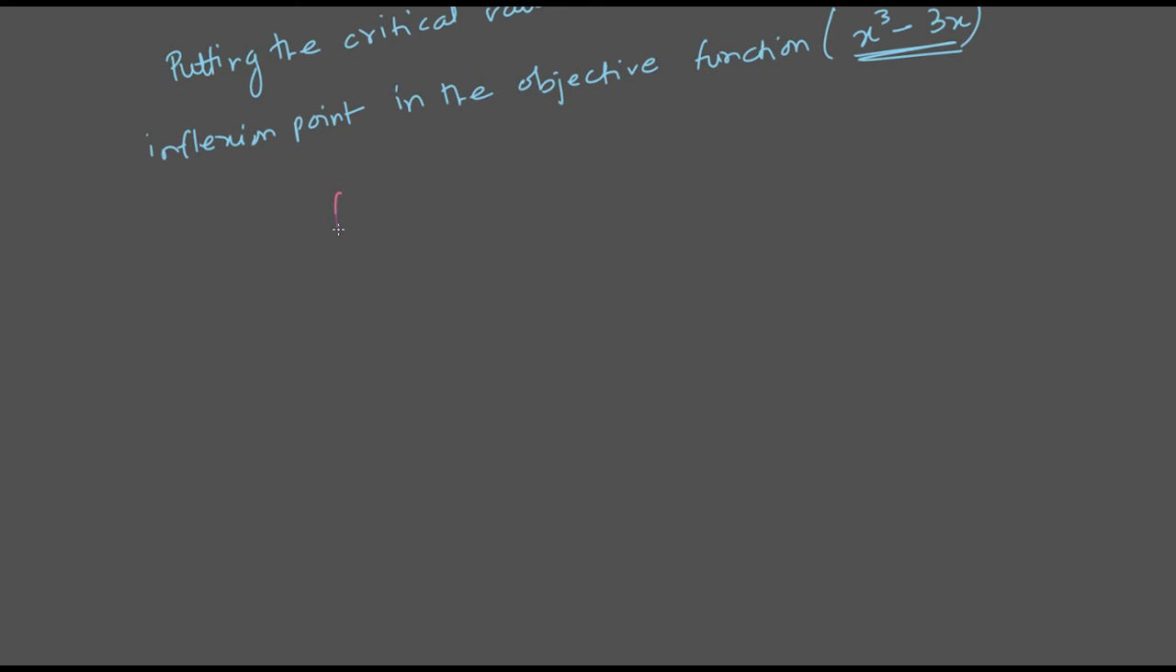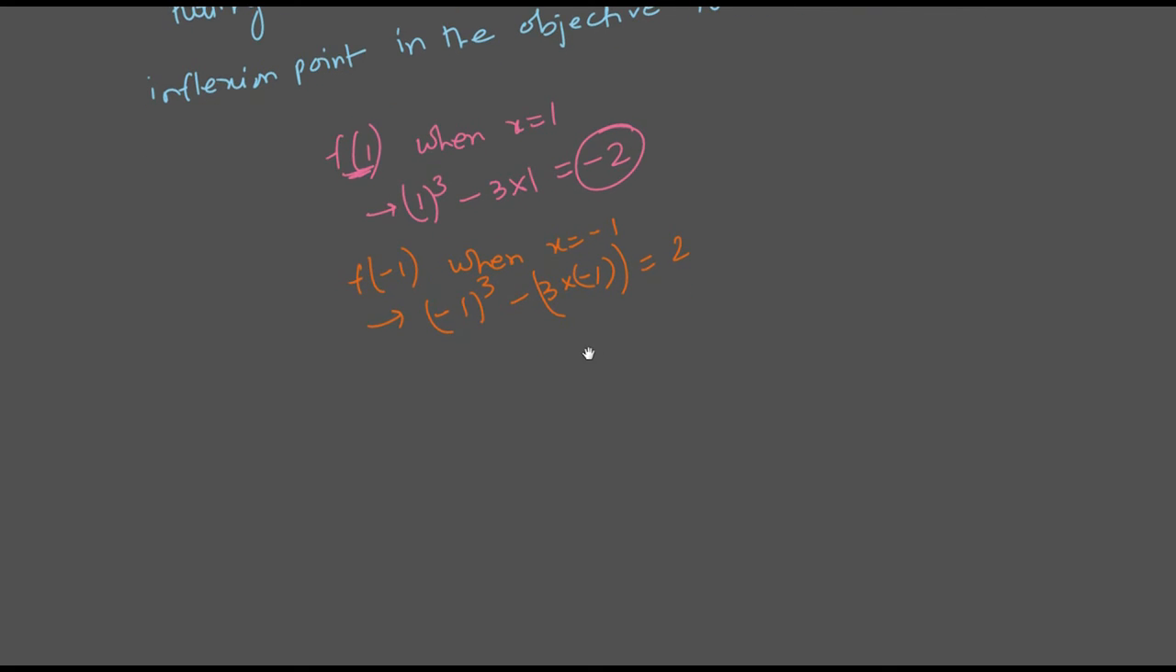So if 1 is one of the critical values, when x equals 1, 1 cube minus 3 into 1 equals minus 2. Putting x equals 1 in this equation. Second, when x equals minus 1, because we also get a critical value minus 1, minus 1 cube minus 3 into minus 1 equals 2, right? We get the value 2.